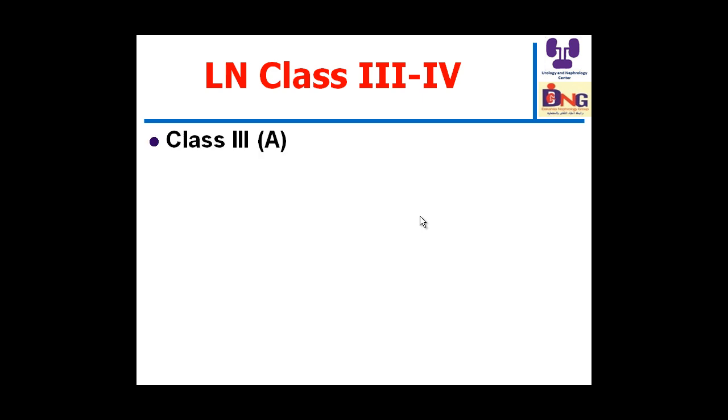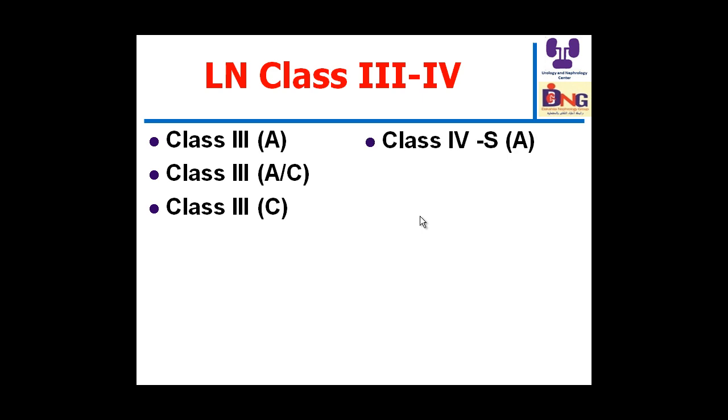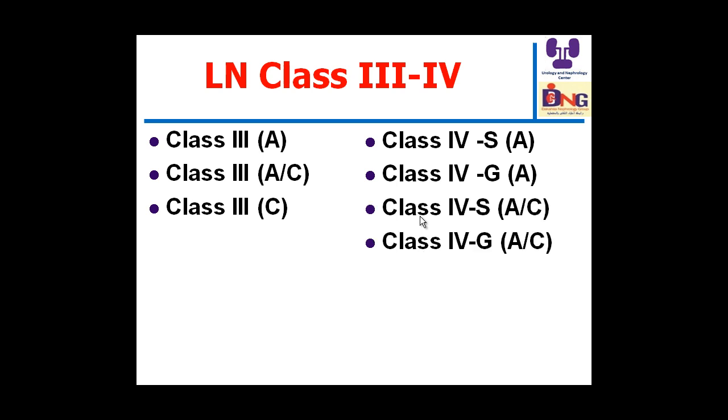So before 2018, each class was sub-categorized into A, active; A and C, active and chronic; or C, chronic. Class 4 is further subdivided into segmental, so part of the glomerulus is affected by active lesion, or global, where the whole glomerulus is affected, with active and chronic lesions. So these are the subclasses of class 3 and 4.